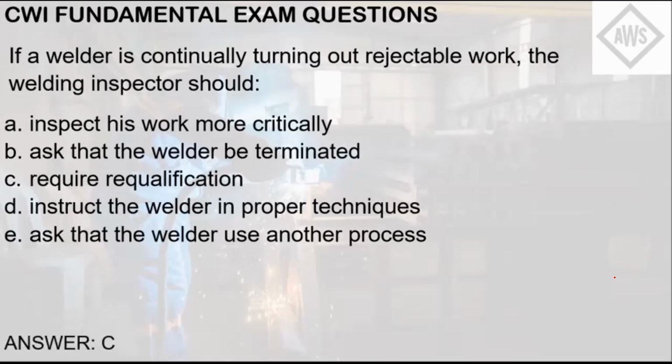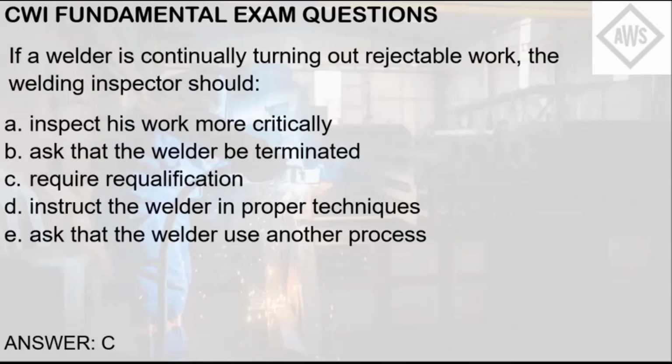So some codes have timelines for a welder. For example, if that welder has not worked on a specific welding process, like for example GTAW, FCW, to name a few. But codes do in fact state that if a welder demonstrates reason for him to be requalified, like turning out rejections one after another, then this is perfectly justifiable to require requalification. So letter A, inspect his work more critically, can be subjective. It's not an effective way of objectively determining if that welder has the skills for that welding process, other than requiring, of course, requalification.